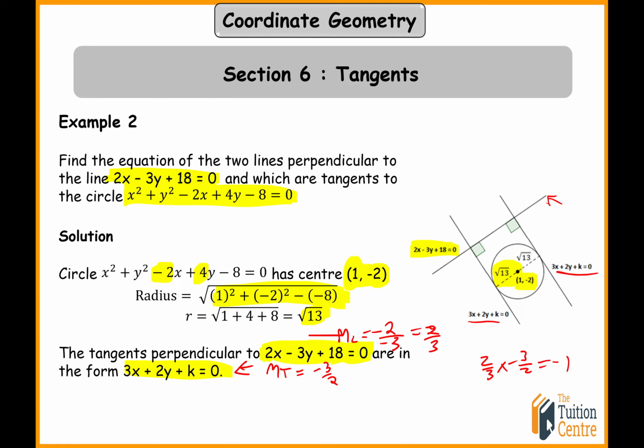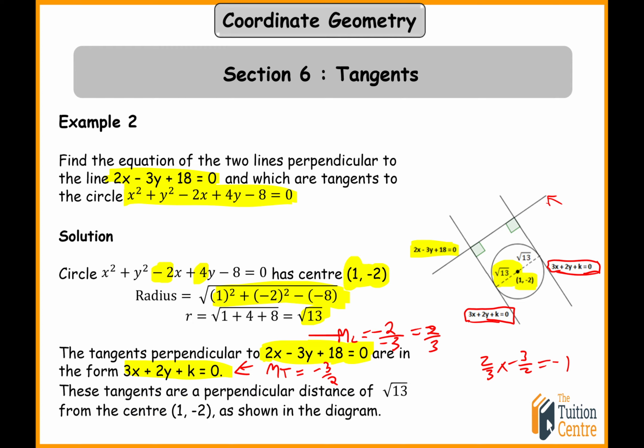Okay. What do we know then? Well, we can say the following. We know the slope of these lines. We know their form, 3x plus 2y plus k. Sometimes students say, well, how can they both be plus k? But we'll see we're going to get two different values for k. These tangents are a perpendicular distance of root 13 from the center, which is 1, minus 2.